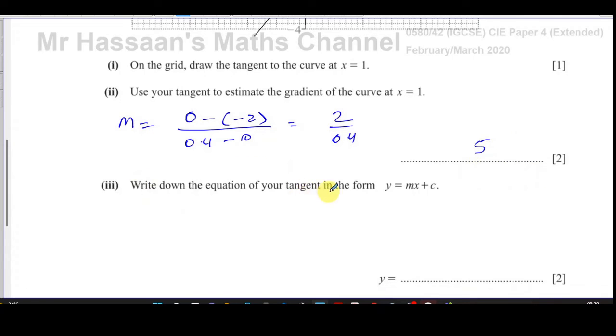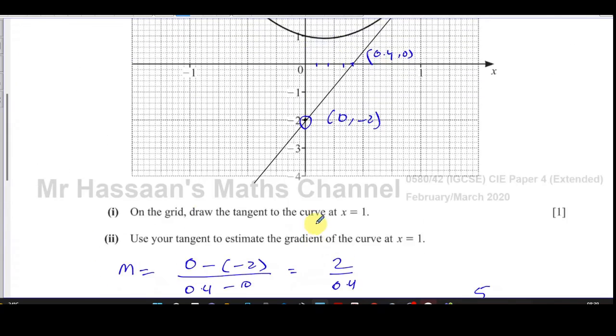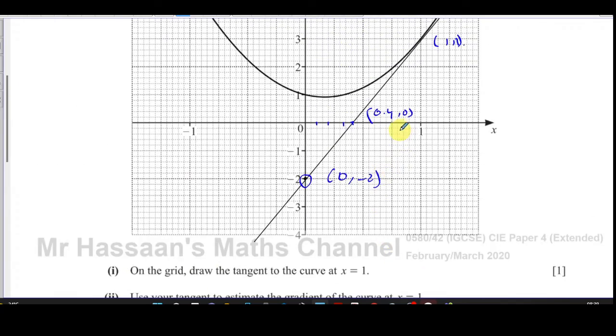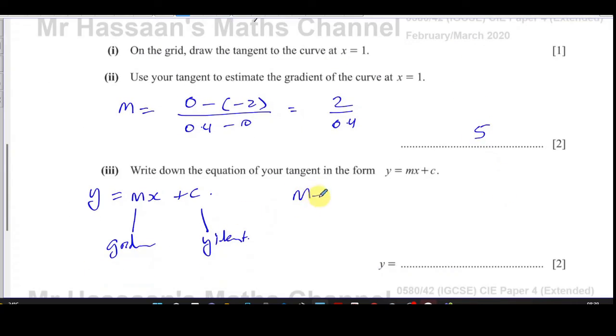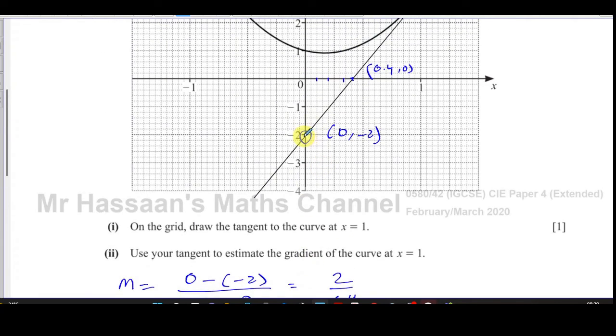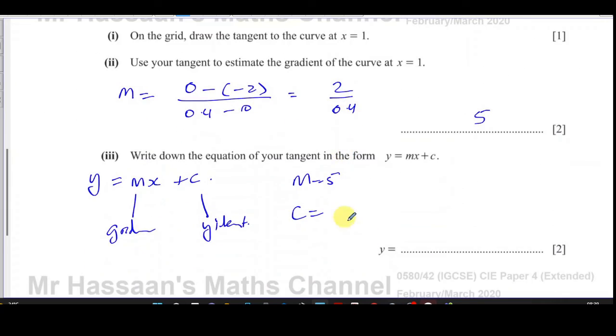Then it says write down the equation of your tangent in the form y equals mx plus c. So y equals mx plus c is the form for the equation of a straight line, where m stands for the gradient and c stands for the y-intercept, the place where the line cuts through the y-axis. The gradient of the tangent is 5, so m is equal to 5. The y-intercept is where it crosses the y-axis, which we actually used in our calculations, which is 0, negative 2. So c is negative 2. So y is equal to 5x minus 2 is the answer.